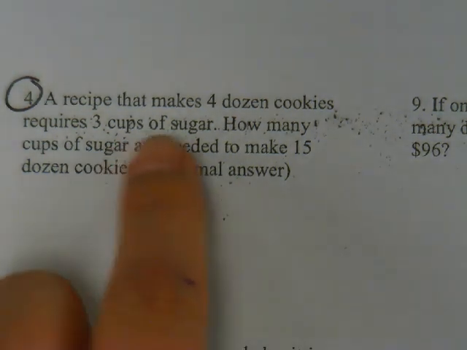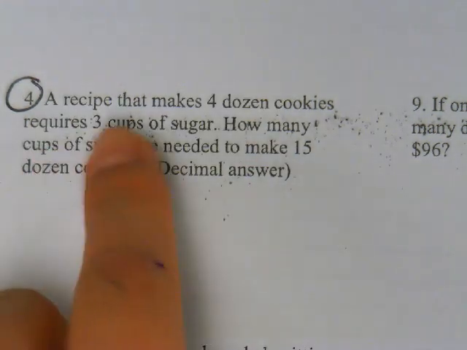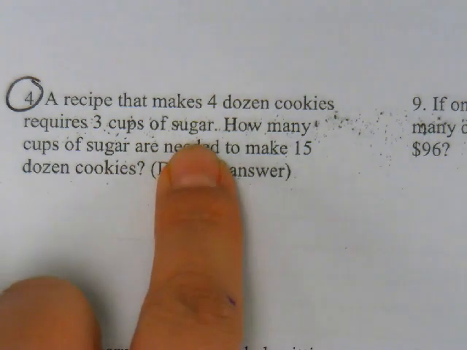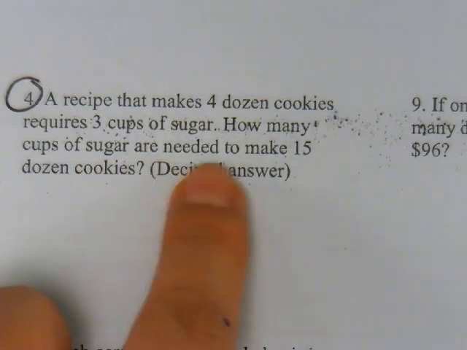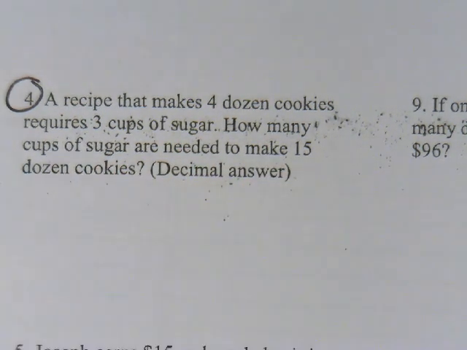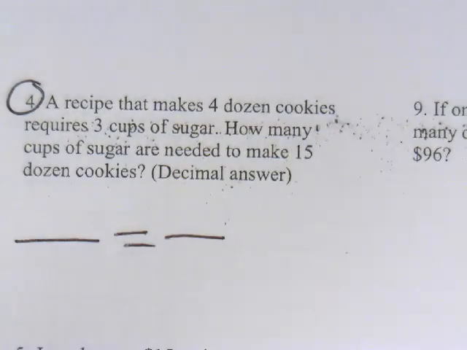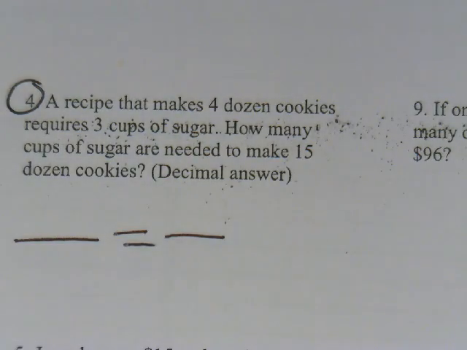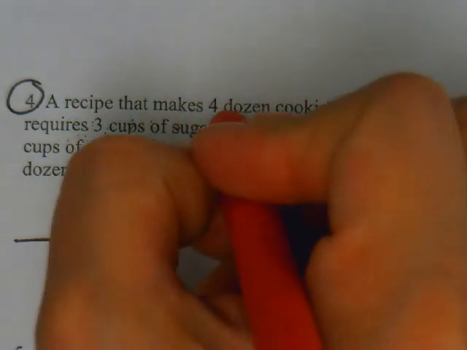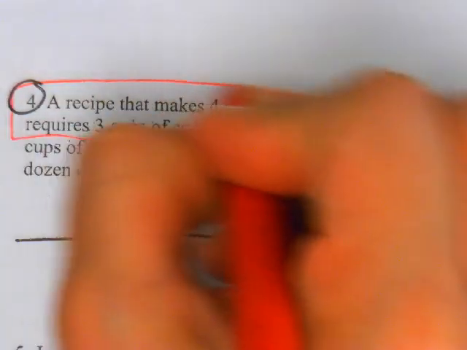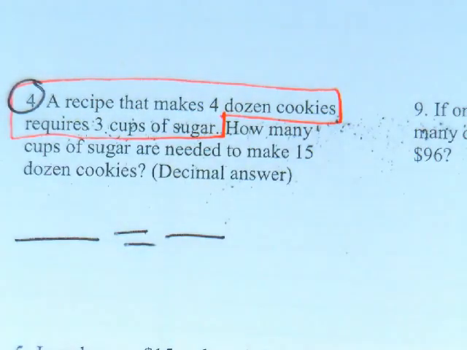A recipe that makes 4 dozen cookies requires 3 cups of sugar. How many cups of sugar are needed to make 15 dozen? Oh, it's a decimal answer. That's all right. Okay, so we're going to set up a proportion. First sentence is your first fraction. So this is my first sentence. We're using some English skills.